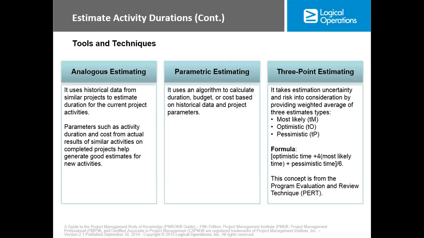Okay, so analogous estimates. What are we talking about? It is a kind of estimate that uses historical data from similar projects to estimate duration for the current project. Parameters such as activity duration and cost from actual results of similar activities on completed projects help generate a good estimate for new activities.